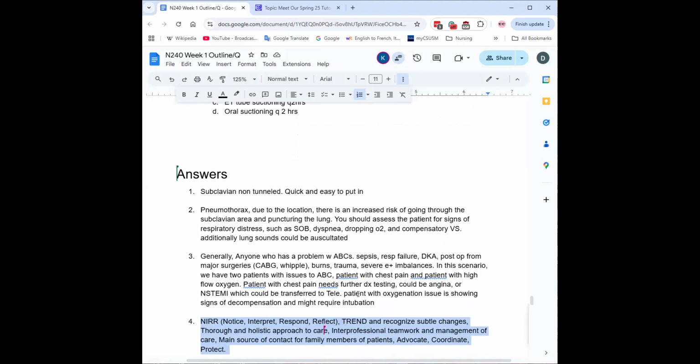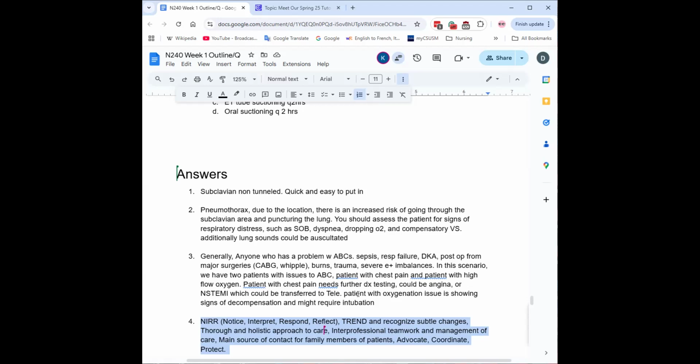Main source of contact for family members of patients, advocate, big one, coordinate and protect. Especially as a new grad, guys, even as a nursing student, it can be kind of hard to advocate at this point, because we think that we see something, or we know that we see something, but we're trying to figure out how to bring this up and should I even bring this up? As you get more comfortable with your assessments and in seeing stuff, you'll be a better advocate for your patients.